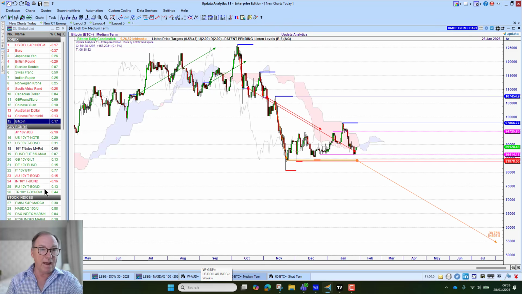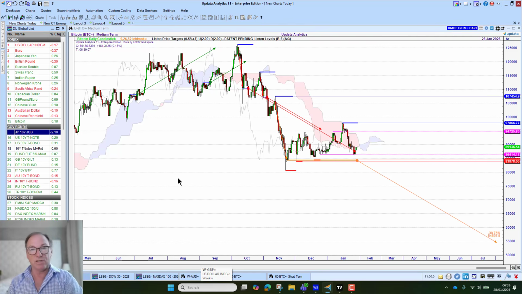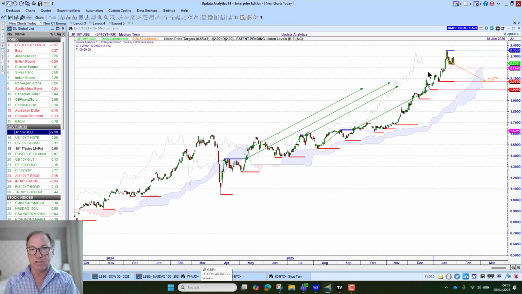Now, looking at stock markets first. Well, actually, let's look at the bond markets first. Japan, which has been causing a lot of concern. If we look at the Japanese bond yield, we can see this on the 10-year. It has got this unactivated downside target where we are seeing a bit of a pullback. So we've gone high enough for now, potentially a pullback.